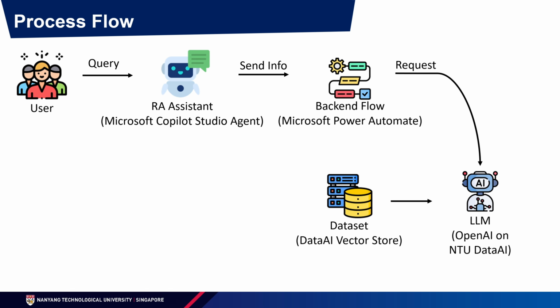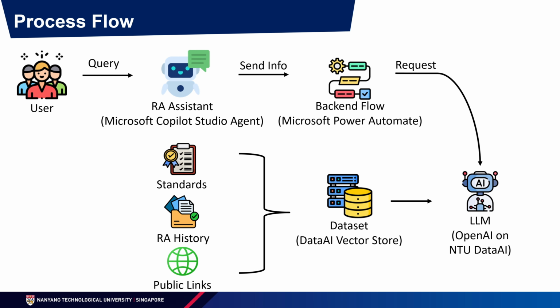This dataset combines three sources. Firstly, NTU standards, which are verified and validated guidelines. Secondly, risk assessment history, which are previous approved assessments. Thirdly, public links, which come from trusted references from external sources such as local government websites and top universities around the world. These sources help ensure every output aligns with both internal best practices and credible external data.